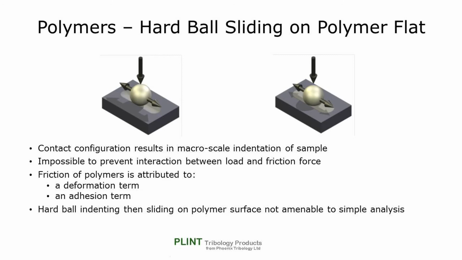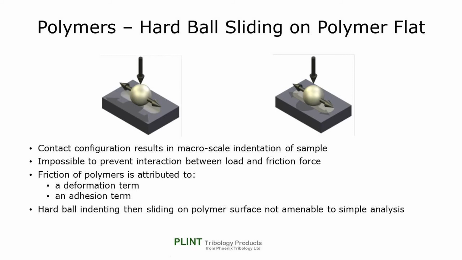The friction of polymers is attributed to two sources, a deformation term and an adhesion term. The deformation term is meant to refer to the force associated with sliding of a hard counterface asperity over a polymer surface, hence an unambiguous tribological response. It is important not to confuse the use of the word deformation with the mechanical interaction produced as a result of indentation. A hard ball indenting then sliding across a polymer surface is not amenable to simple analysis.